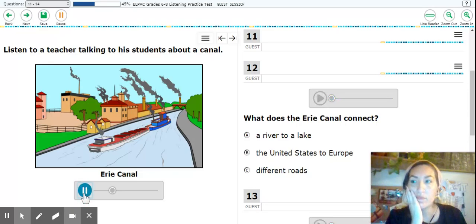Making a canal is tough. You have to keep digging between two bodies of water until they are finally connected.